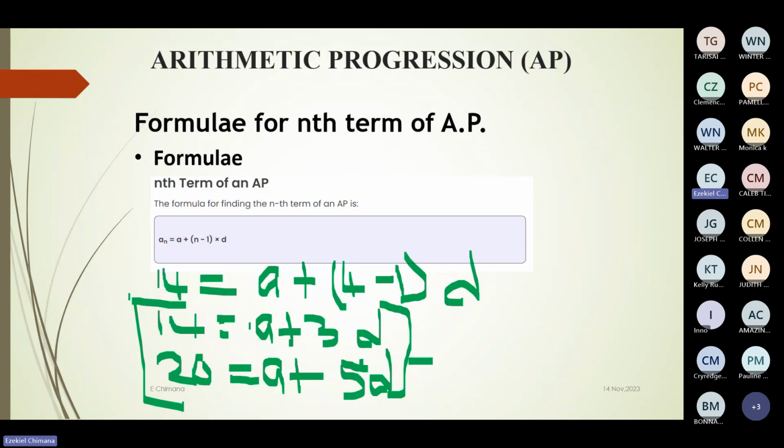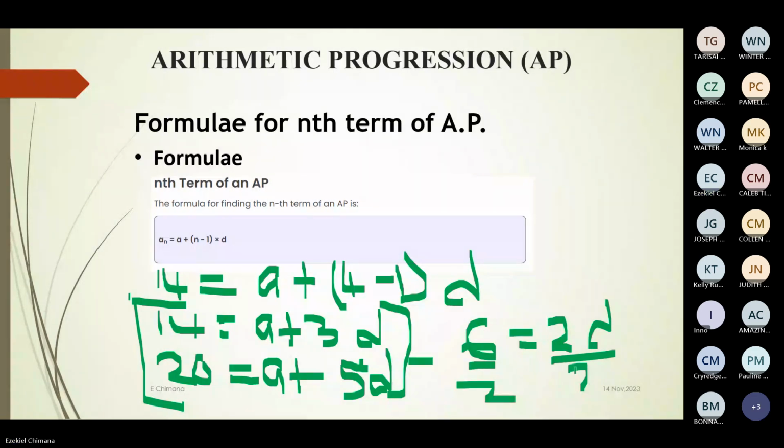Since we have the coefficient of a as the same, you can subtract equation 1 from equation 2. You can say 20 minus 14, you get 6, equal to a minus a, 0, 5d minus 3d, you get 2d here. Then if you divide by 2, you get your common difference as 3. That's your d.